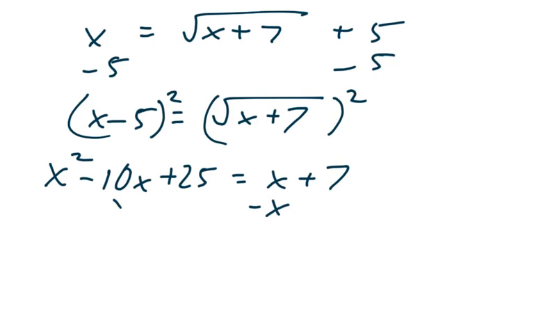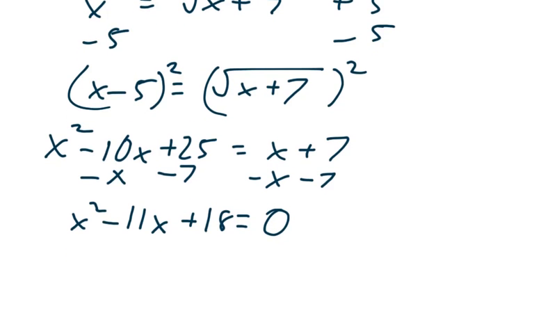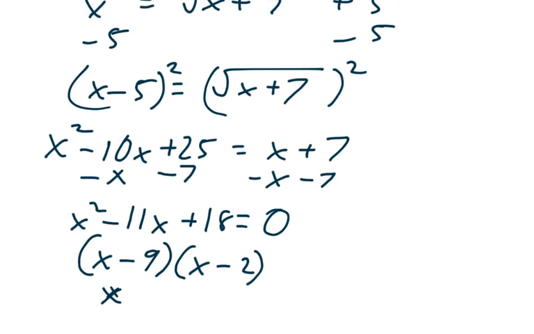I'm going to subtract x on both sides, subtract 7, because this time we have a quadratic, so I want one side to be equal to 0. Two numbers that multiply up to be 18 and add up to be negative 11 are negative 9 and negative 2, so I got x equals 9, x equals 2.